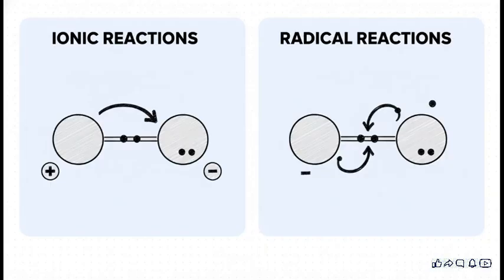And this slide right here perfectly shows the two parallel universes we're talking about. On one side, you've got your ionic reactions, where electrons always move in pairs, creating positive and negative charges. We show that with a normal double-barbed arrow. But on the other side, you have radical reactions. Here, it's single electrons that are on the move. And to show that, we use these really unique single-barbed arrows that chemists call fishhooks.